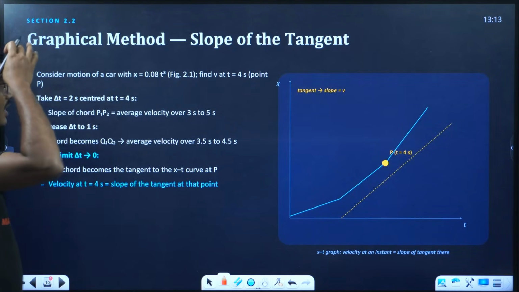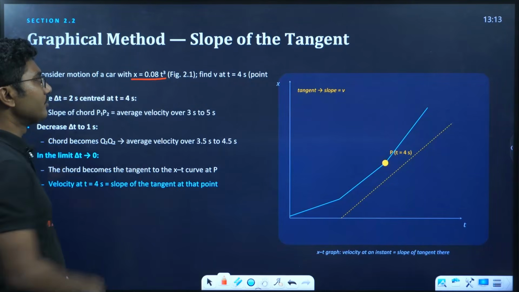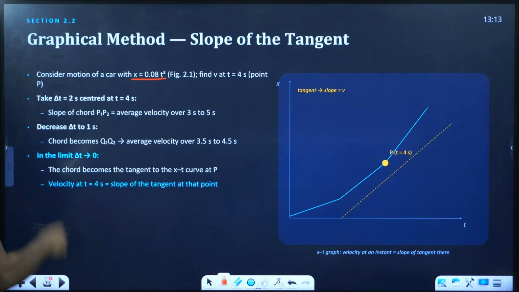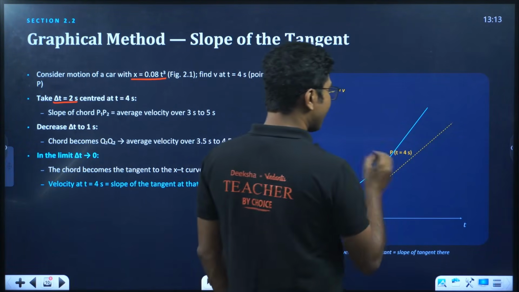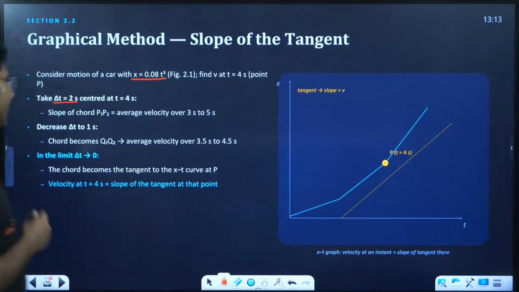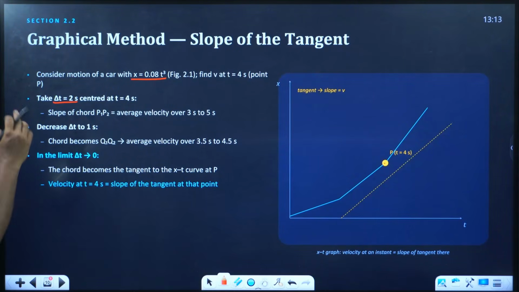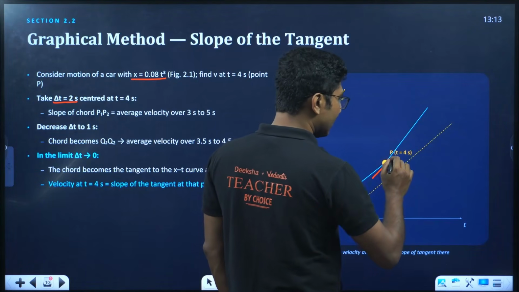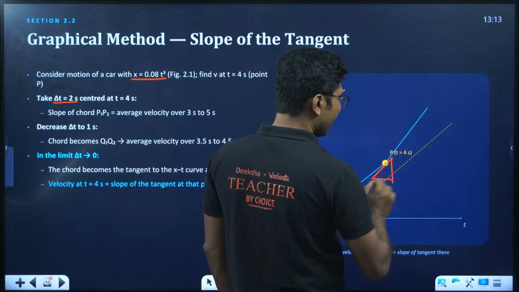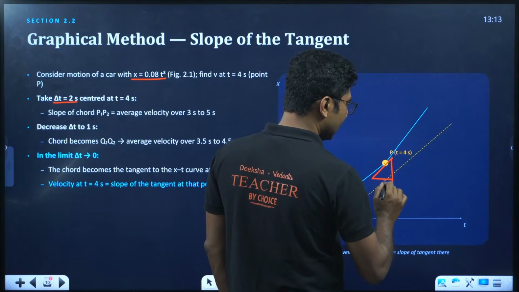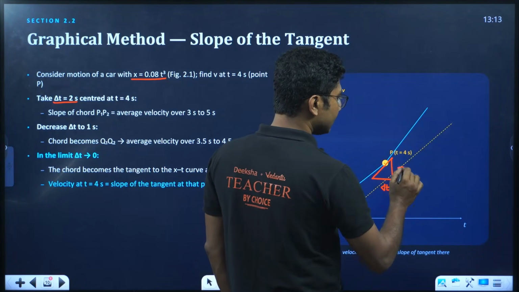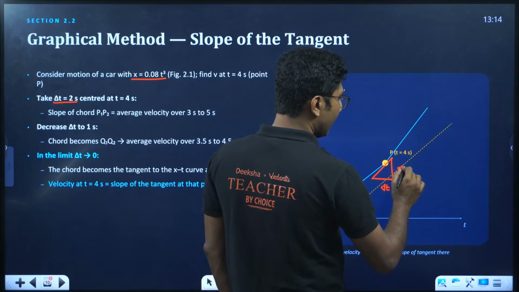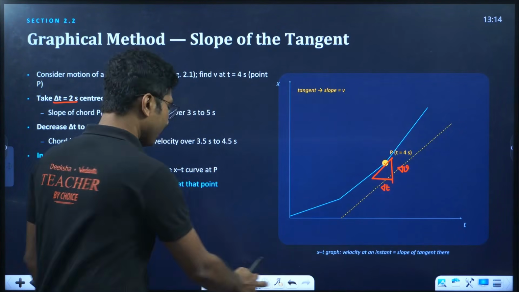Consider the motion of a car with the equation x equals 0.8 t cube. Take delta t equals 2 seconds, centered at t equals 4 seconds. We are trying to find the velocity at t equals 4 seconds. Now obviously decrease delta t to 1 second, and the chord becomes q1, q2. Basically you need to draw a small triangle over here. This axis represents the delta t axis, and this axis represents the delta x axis.